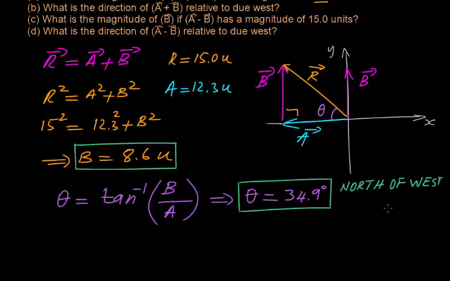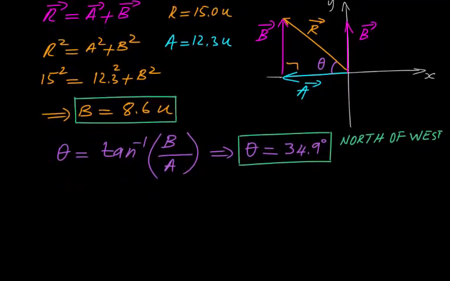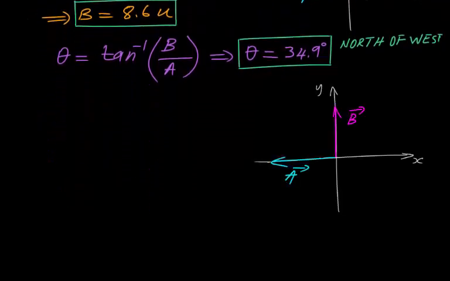Part C of the question is: what is the magnitude of B if A minus B has a magnitude of 15 units? I could easily predict what the answer is, but I'm going to repeat the whole thing from scratch so you understand how to deal with vectors. Right, let's make some space here. The question states: what is the magnitude of B if the difference between A and B is equal to 15 units? Now it's a difference between two vectors, no longer the sum.